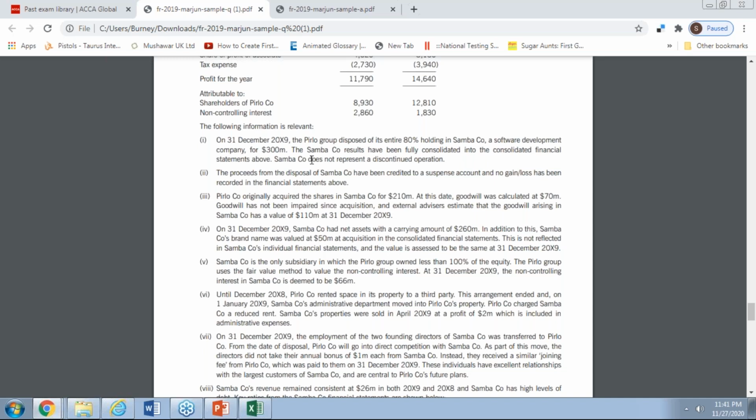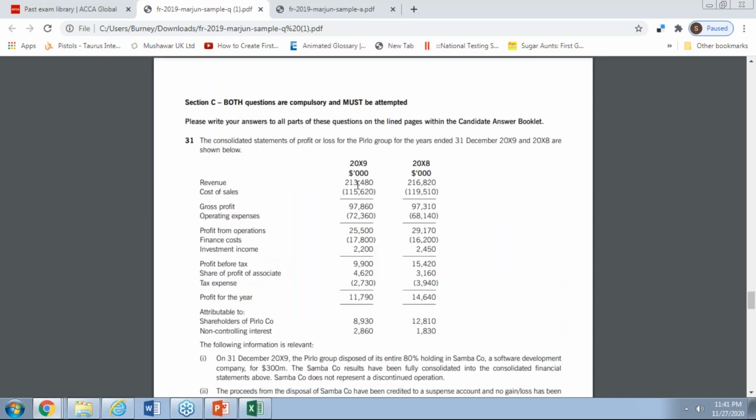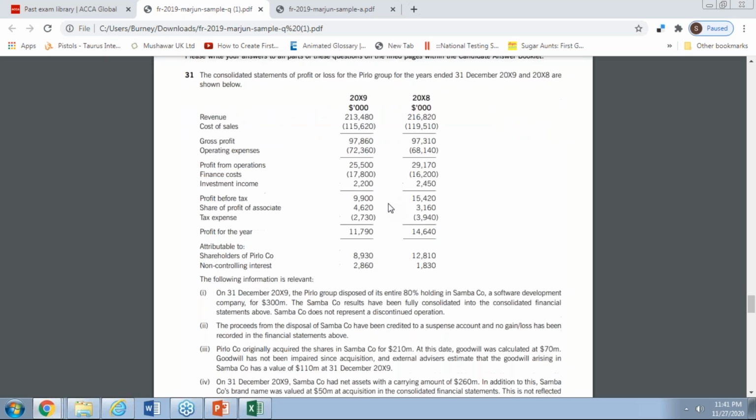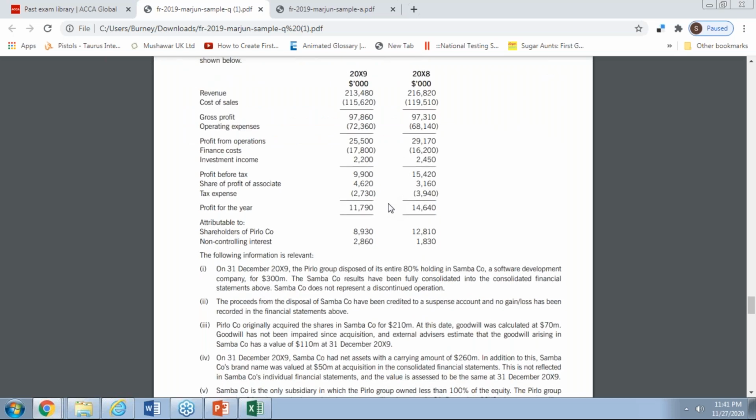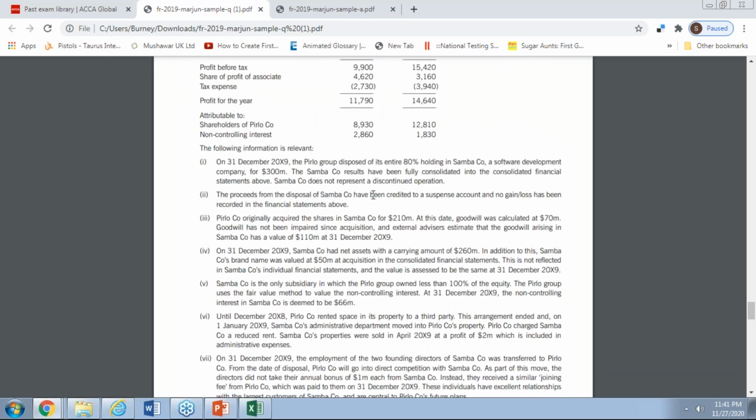So, if Simba was disposed of during the year or at the start of the year, then you could say that these two years are not comparable. But it clearly says that the Simba results are completely included in this data, so these two are still comparable. Now, the proceeds from the disposal have been credited to the suspense account and no gains or losses have been recorded in the financial statements. So still no gains or losses have been recorded in the financial statements.